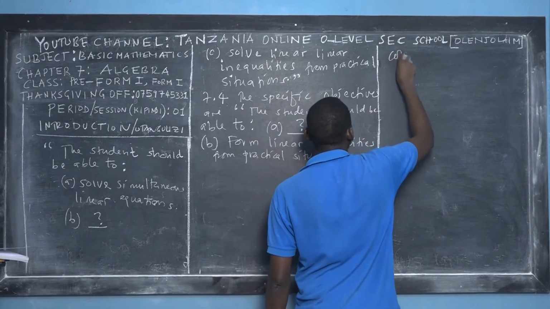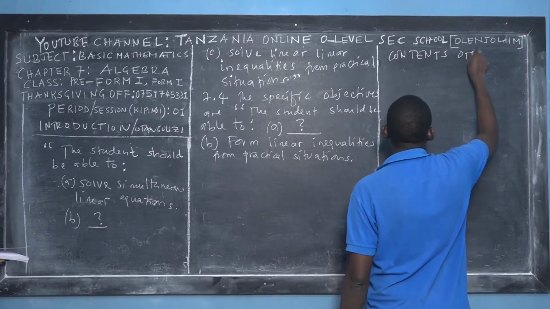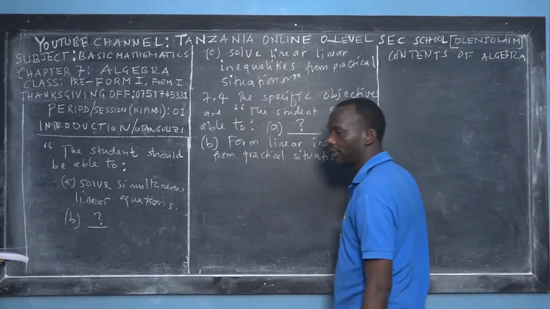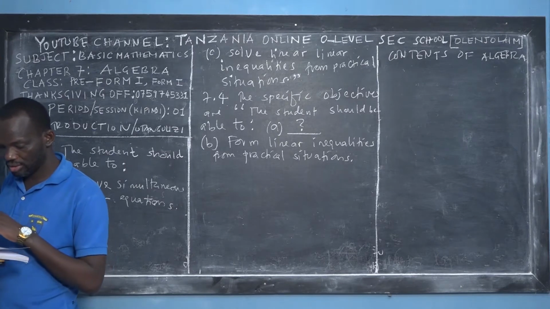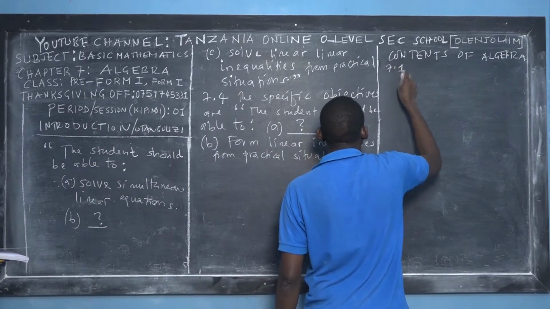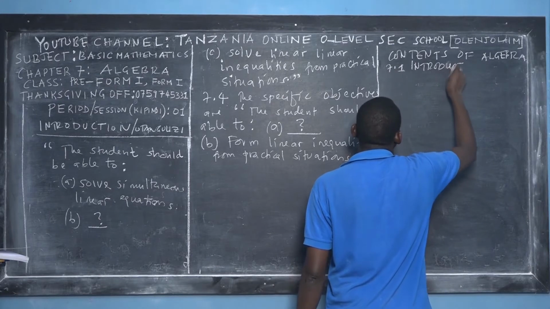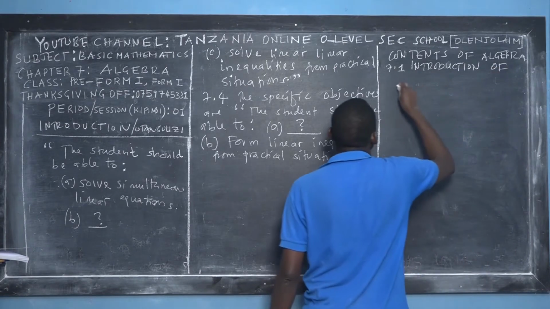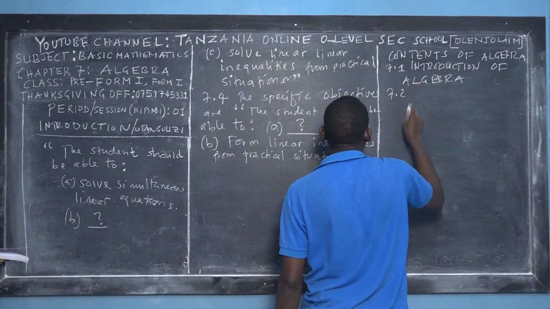And then this part, go to contents. Contents of what? Of algebra. What should we learn in algebra? That's the question. So I found some of the contents for you so that you may enjoy your time. The first content, 7.1, is introduction of algebra. What is algebra? How many branches of algebra are there, and the meaning?